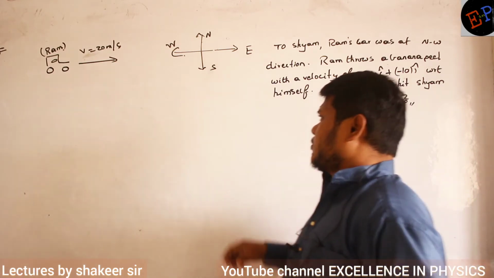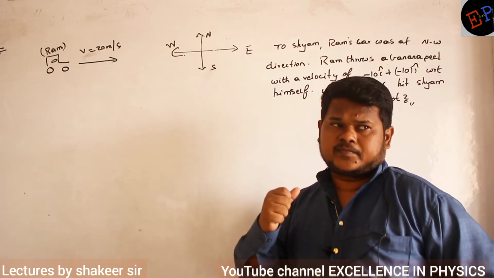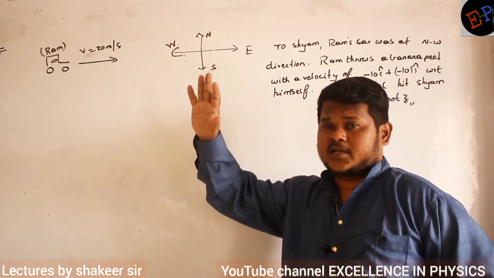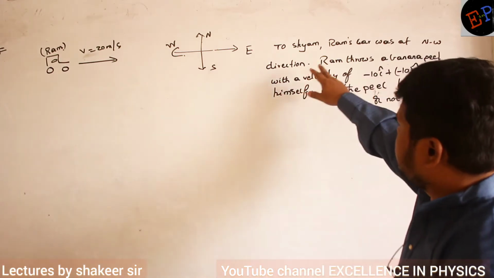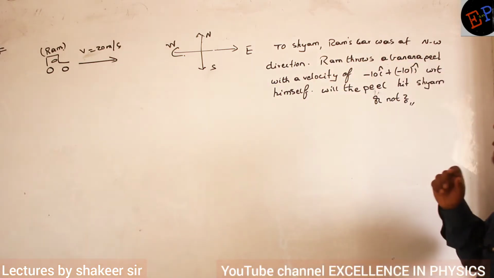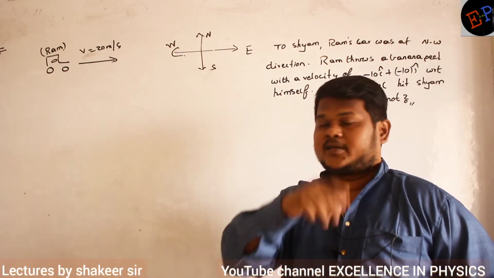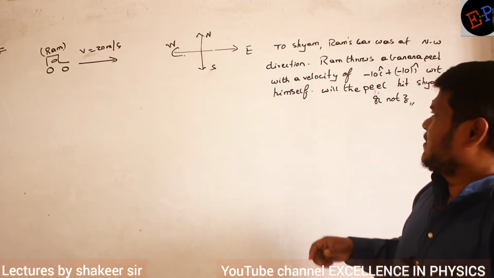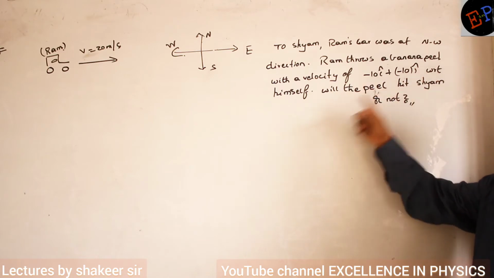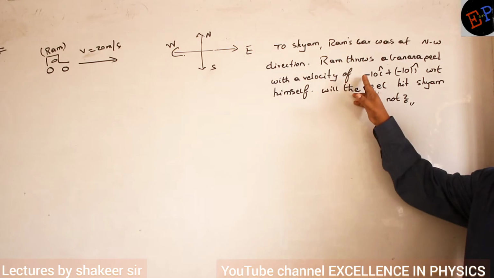Okay. Now, somewhere in this plane, another person is present. The name of the person is Shyam. To Shyam, car is present in which direction? Car is present in northwest direction initially. Okay, so that's what he has written. To Shyam, Ram's car was at northwest direction initially. Then at this position, Ram has thrown a banana peel. He ate one complete banana and he has thrown a peel. Clear, Nama? Now the question, with what velocity he is throwing? With a velocity of minus 10 i cap, minus 10 j cap with respect to himself. Himself means whom? With respect to Ram only, banana peel has this much of velocity.